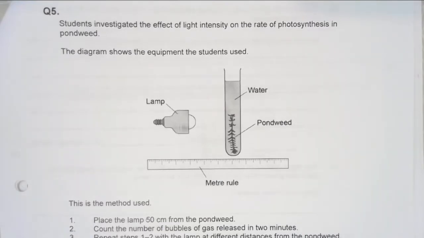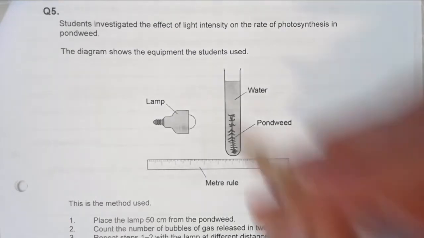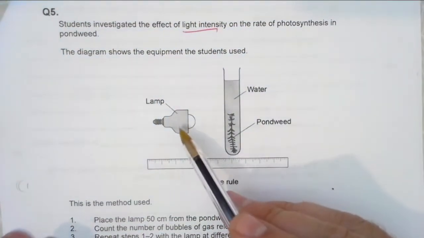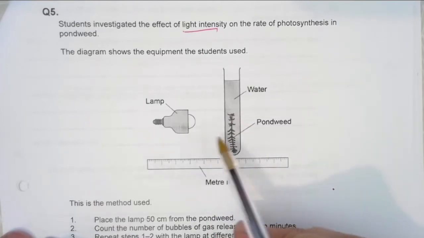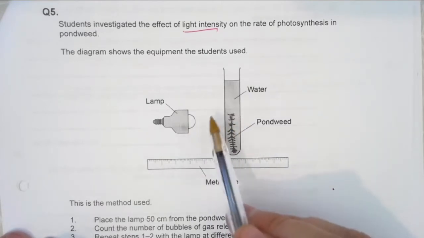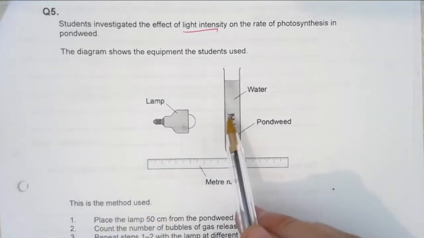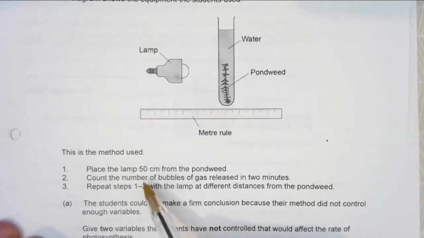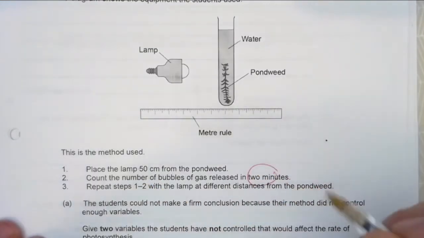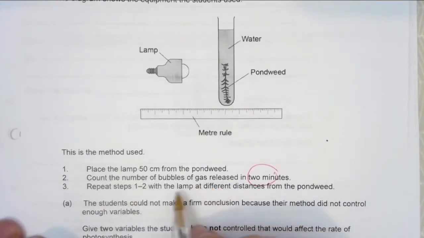Question 5 looks again at photosynthesis. This one is actually focused on the required practical that allows us to measure how those limiting factors can affect the rate of photosynthesis. So we're looking at light intensity this time, and we've put a lamp near some water with some pondweed in. We've got a meter rule. We can change the distance between the two. Moving the lamp further away will decrease light intensity, so in theory should reduce the rate of photosynthesis. Counting the number of bubbles in 2 minutes, so that's the way we measure photosynthesis.